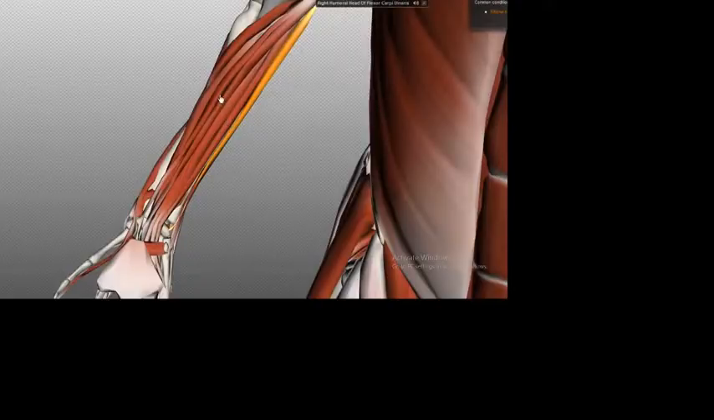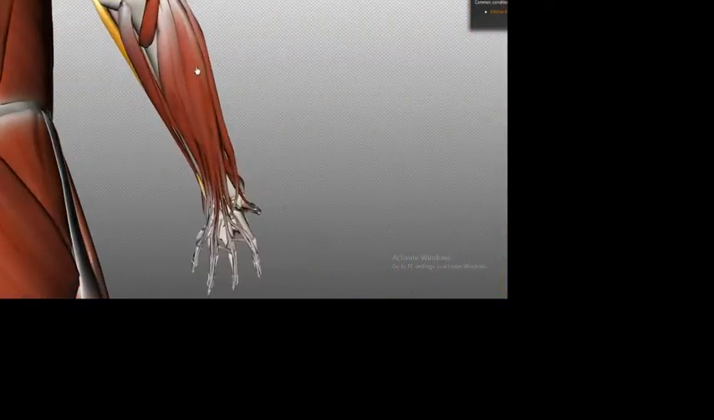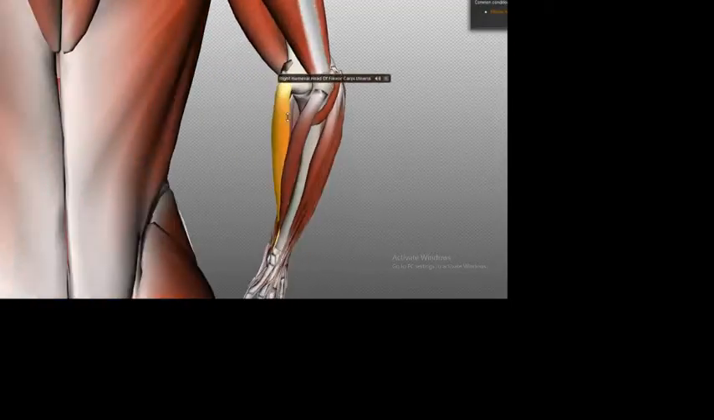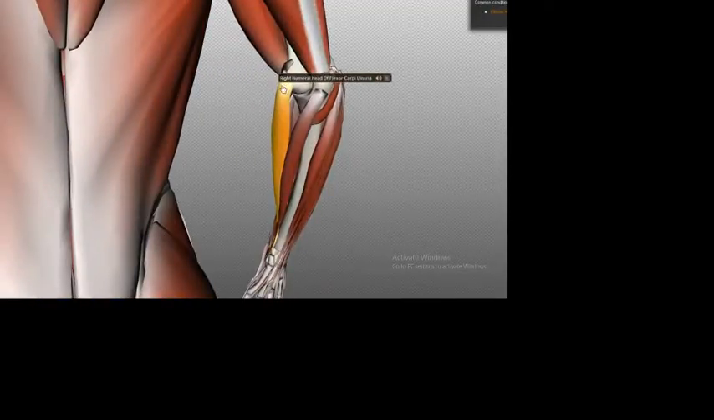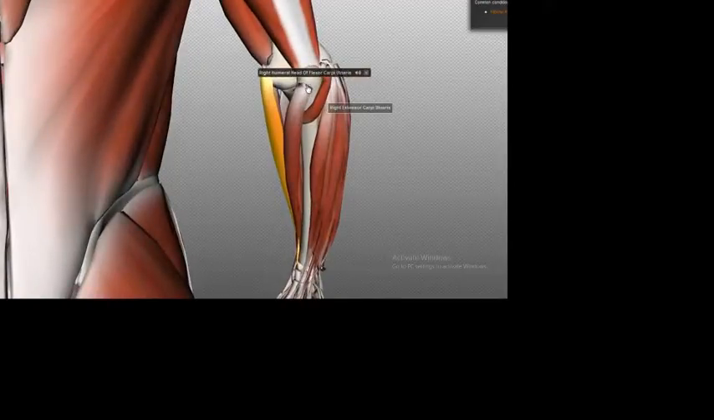This muscle actually has two heads. I'll just rotate this model around. And you can see one head inserting on the medial epicondyle of the humerus and the other head inserting posteriorly on the ulna and at the olecranon. So it's got two heads, the flexor carpi ulnaris.